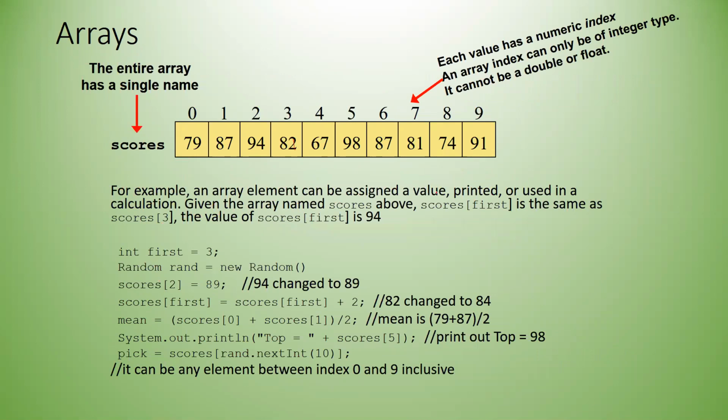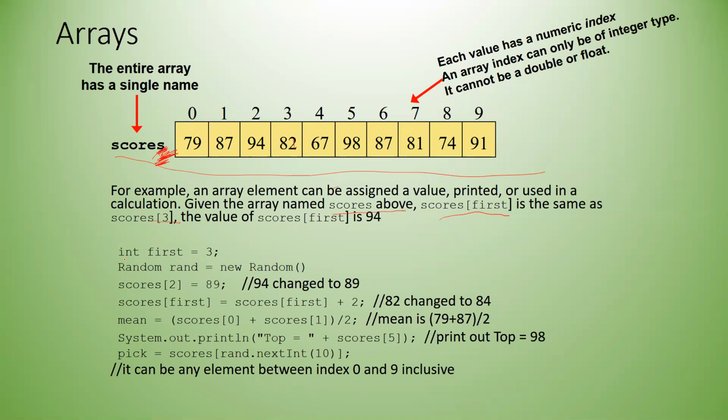An array element can be assigned a value, printed or used in a calculation. Given the array name scores above, actually usually the array name is in singular form. Here, this figure is from the author, it should not be plural. It should be singular because we always reference each individual element. An array element can be assigned a value or printed. Given the array name, score above, score sub first is the same as score sub 3.